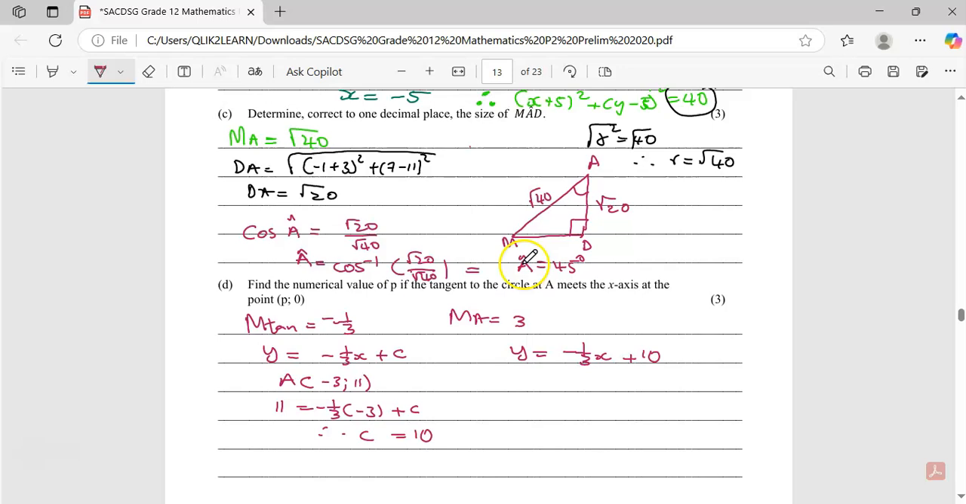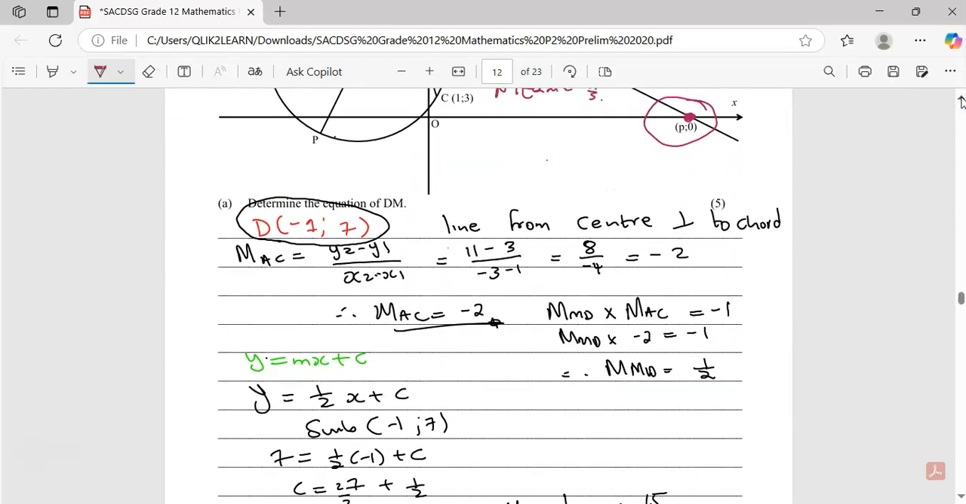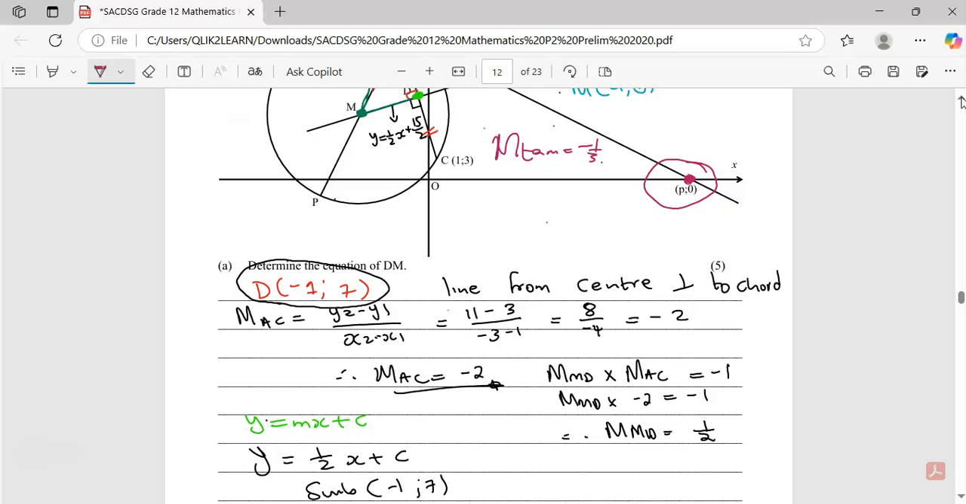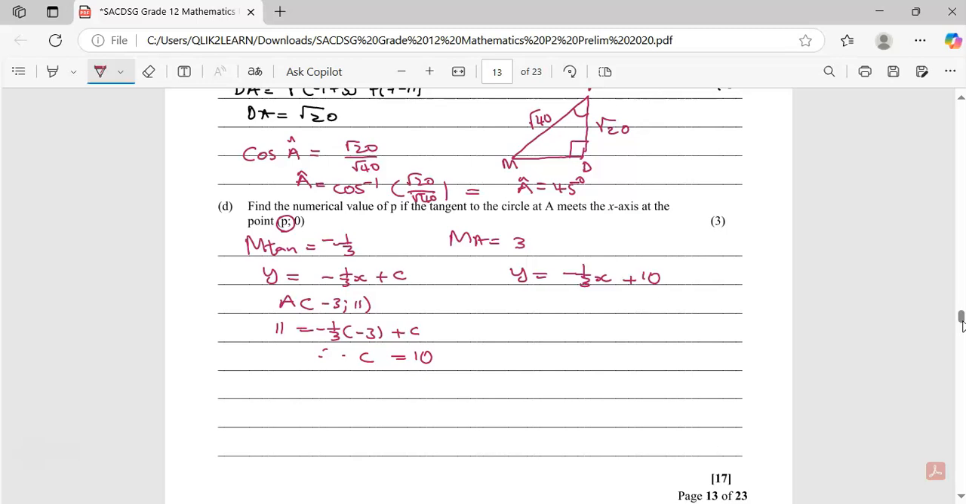So the question wants us to find this point P. To find that point P, let us quickly go on the diagram and see that point P. Remember this point, the one that they want. This is the x-intercept. So to find P, we let y be equal to 0. Therefore, where there's y, we put 0. We have this as negative 1 over 3x plus 10. Therefore, the 10 comes this side to be negative 10.